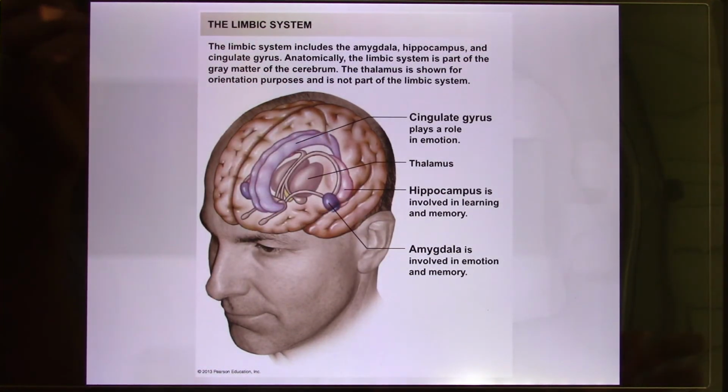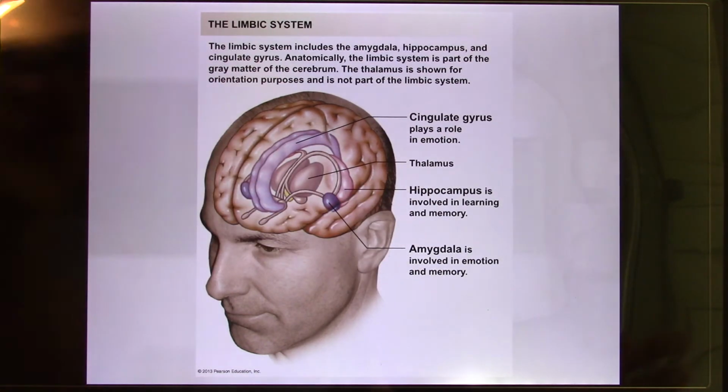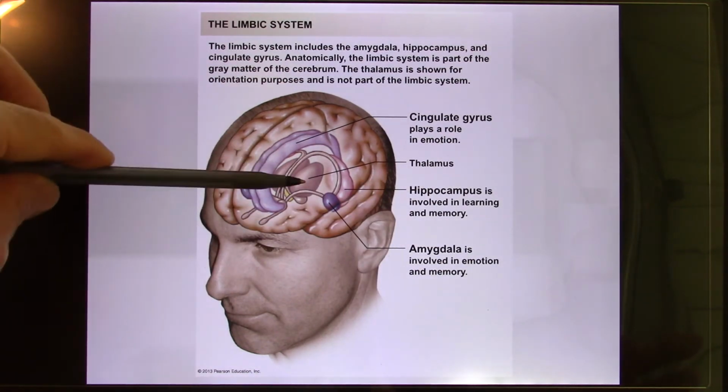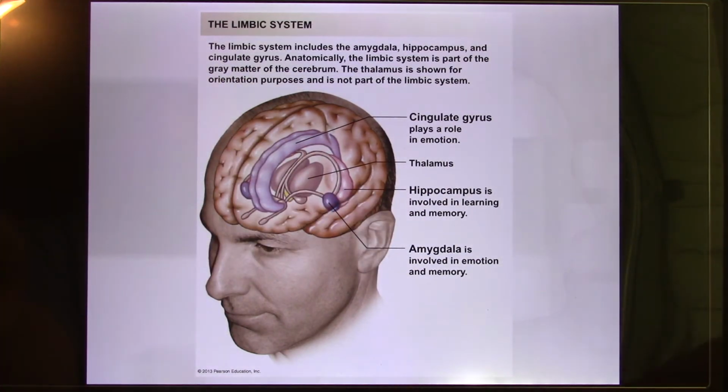Amygdala is like your panic button. So when this becomes super activated, that's when you have a panic attack. So they will try to inhibit its function. That's your alarm system in your brain. So the limbic system is associated with emotion and memory.